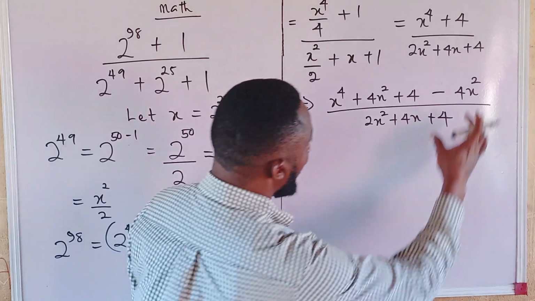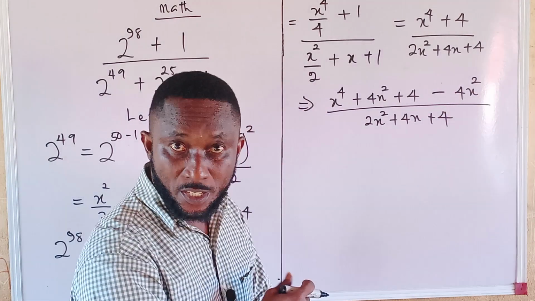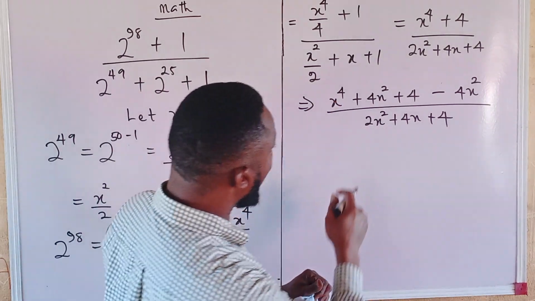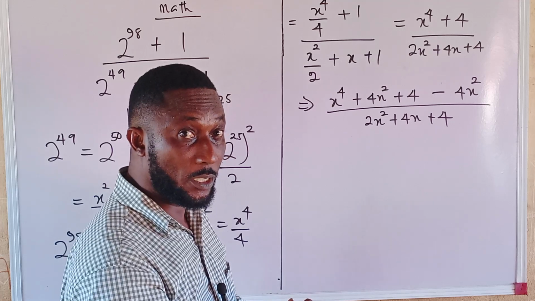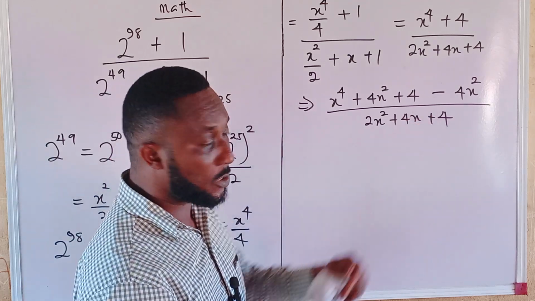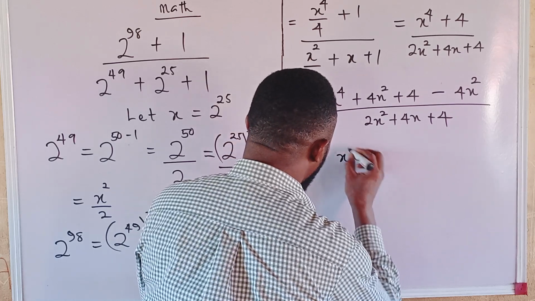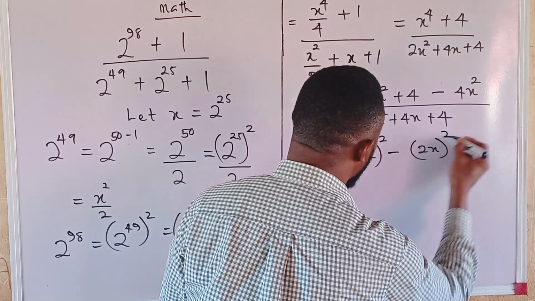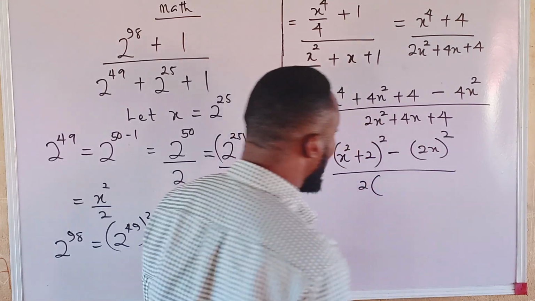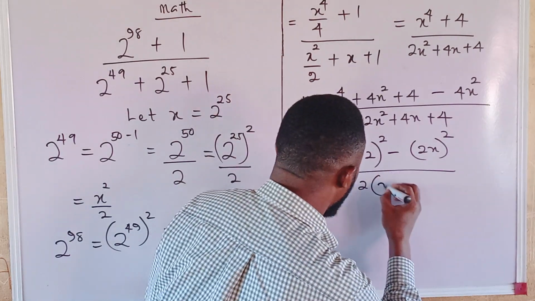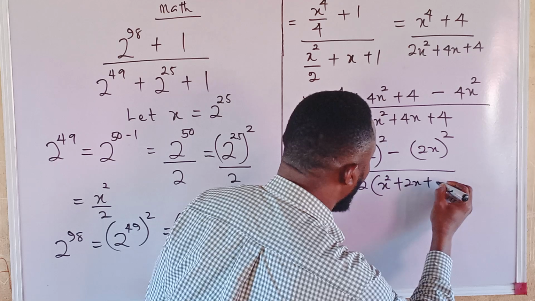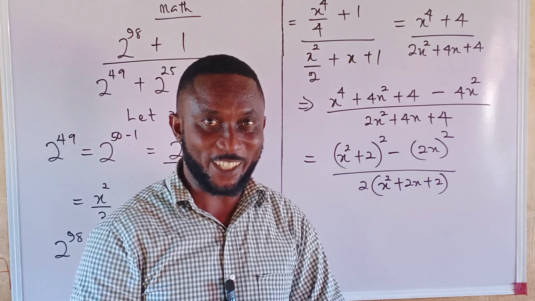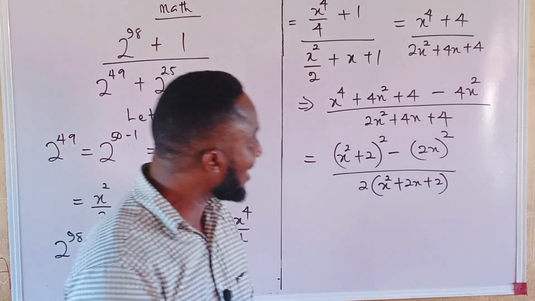So guys, 4x squared is a perfect square, or a square number, which is 2x squared. Then x to the fourth plus 4x squared plus 4 is also a perfect square, which is x squared plus 2 all squared. So I can then write x squared plus 2 whole squared minus 2x whole squared all upon, I'll factorize the denominator, factor out 2, we're having x squared plus 2x plus 2. So guys, on the numerator, we have a difference of two squares, a very famous algebraic identity.